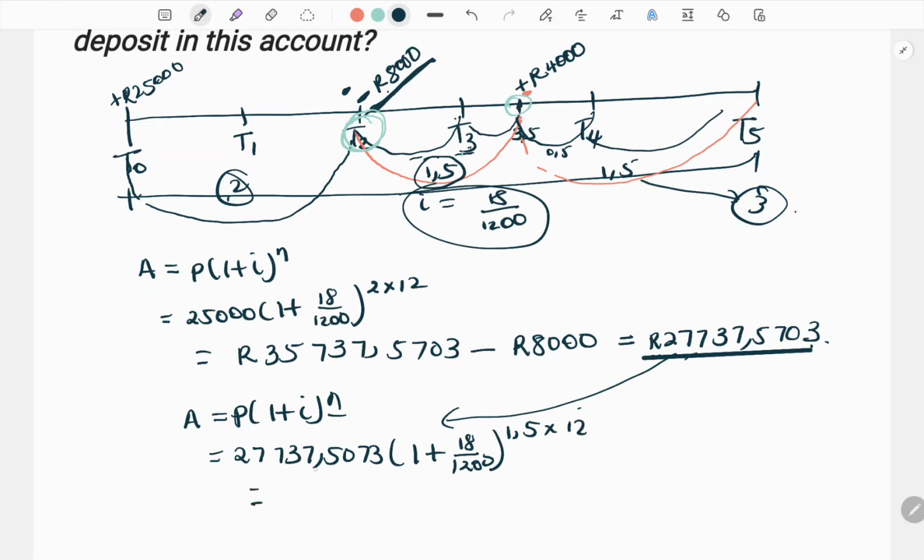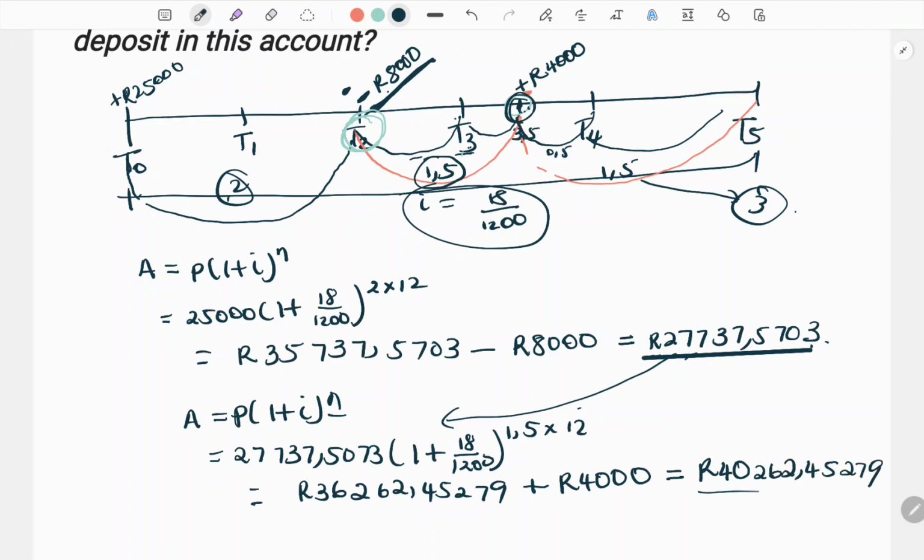Then you're going to get the value of what? A new value, which is 36,262.45279. What happens when the value gets there? She deposits another 4,000. Then the new value will be what? It will be 40,262.45279.